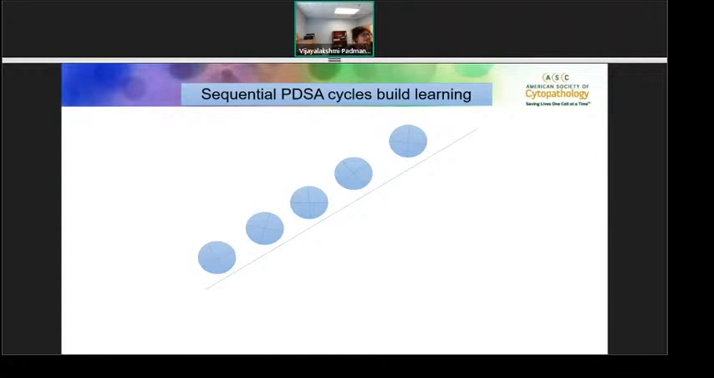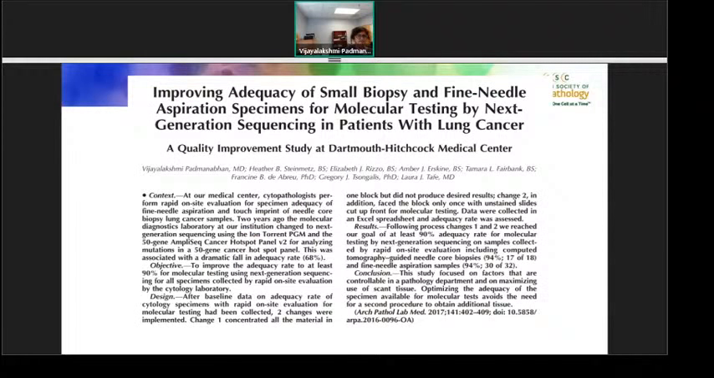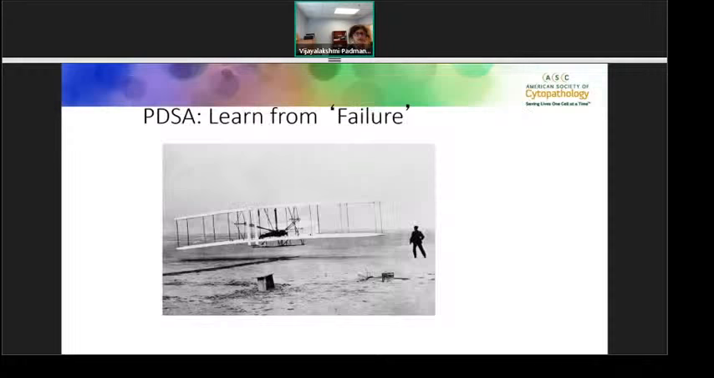But the important thing to remember is sequential PDSA cycles so that you build learning so that your whole system stays within statistical process control. We actually published this, and it really was super helpful to have a simple QI project which was so impactful in terms of getting adequate material for molecular testing. So the whole idea with PDSA is to continuously learn from failure to see what works. That's all I have. Happy to take any questions.